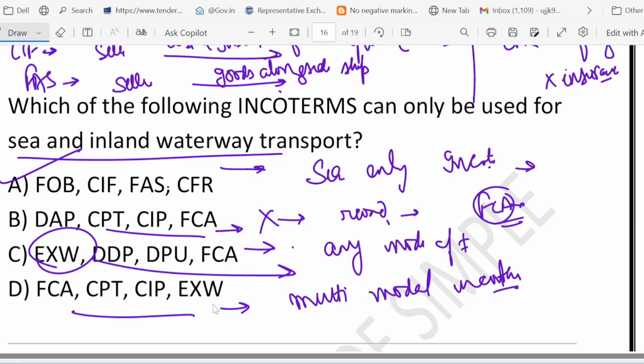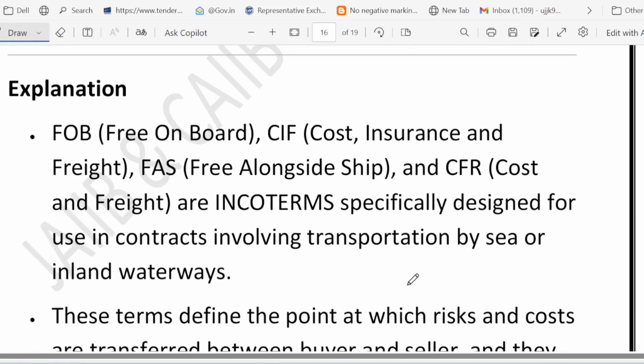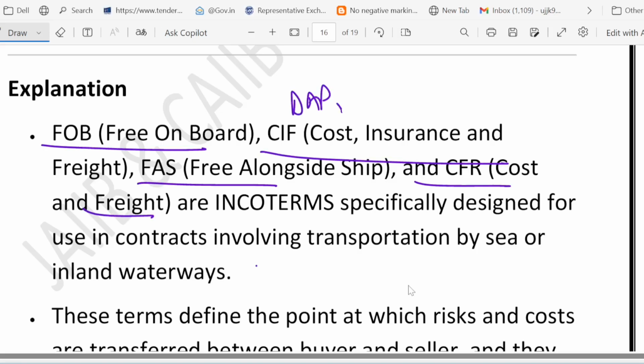CIP, cost insurance paid. It can be used if the goods are sent by air cargo from India to Germany. So remember, the key point to remember is that the sea-only Incoterms are FOB, CIF, FAS, CFR. All other Incoterms like DAP, CPT, CIP, EXW, FCA, DDP, DPU are multimodal.